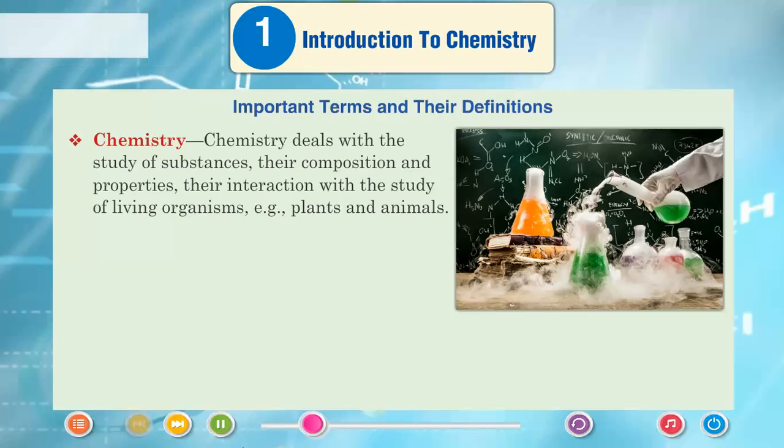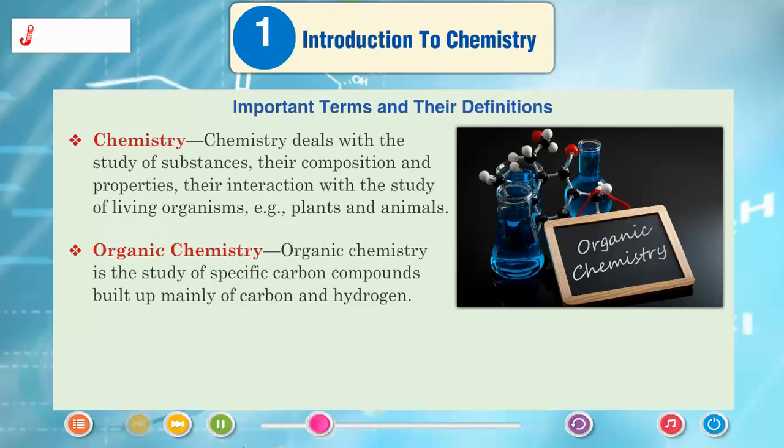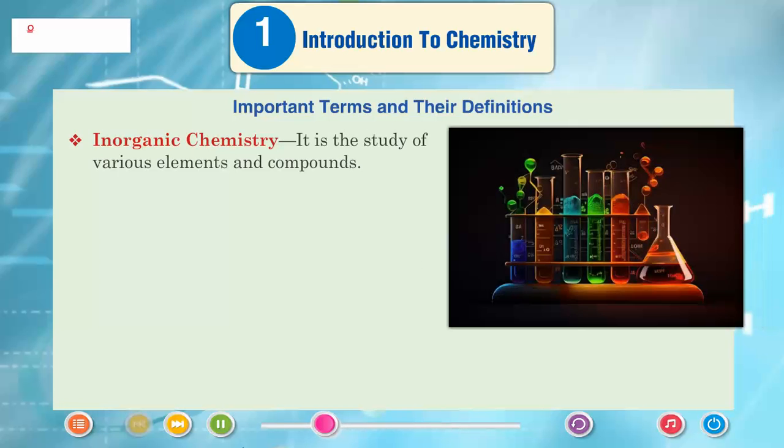Chemistry. Chemistry deals with the study of substances, their composition and properties, and their interaction with living organisms, for example plants and animals. Organic chemistry. Organic chemistry is the study of specific carbon compounds built up mainly of carbon and hydrogen. Inorganic chemistry. It is the study of various elements and compounds.